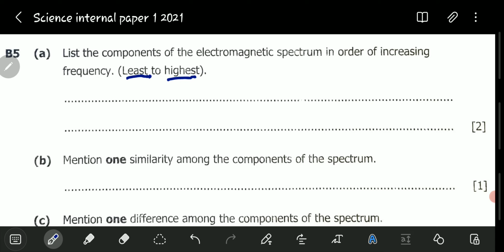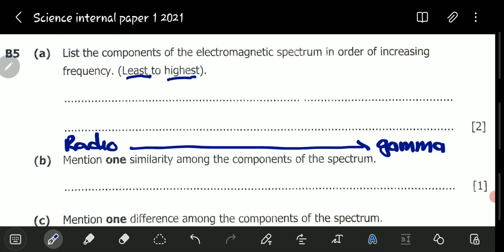highest frequency. So to help us better understand this question, we need to look at the electromagnetic spectrum and look at which quantity increases and which quantity decreases. On the far ends of the electromagnetic spectrum, we have on one side radio waves. On the other hand, we've got gamma rays.